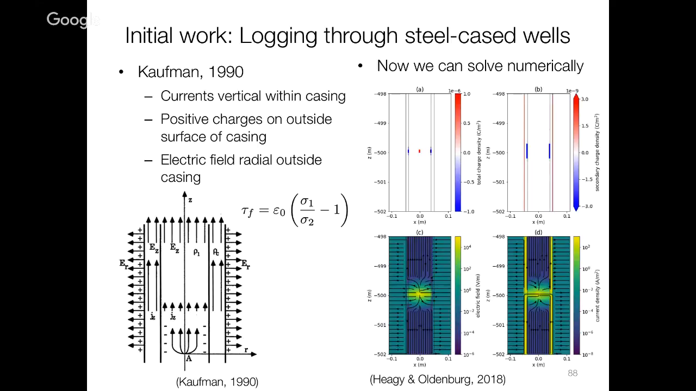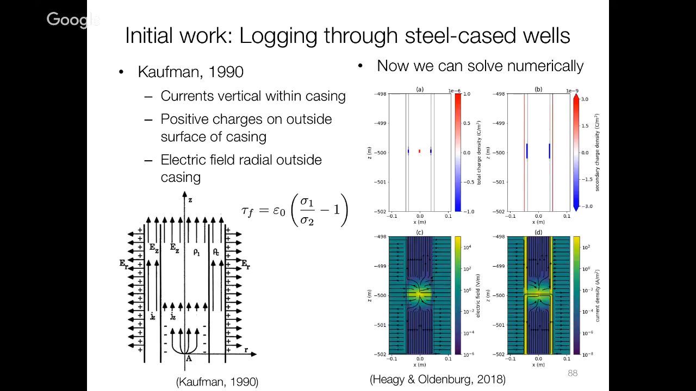And then the question is, how is the current going to go out? There's a couple things that are going to happen. One is illustrated in this plot here, which was actually generated by Kaufman in 1990. So what we're looking at here is the casing, so it's cylindrical. Here are the two outsides of the casing, one and the other. The inside is filled with mud. And then there's a wire that's going down, and there's the A electrode down here.